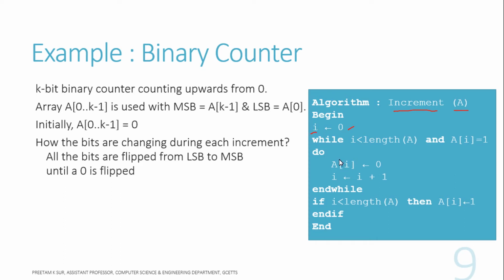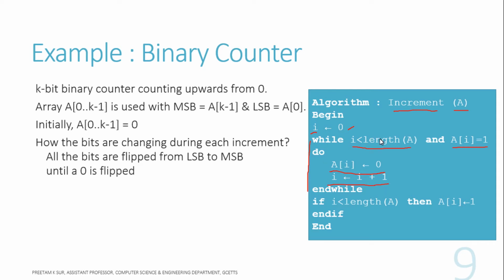What we are doing is having a loop. In this loop we are trying to flip bits from LSB to MSB one by one. If a 1 is found, we are going to make it 0. We check if the index is less than the length of the array, and the content at that index is 1, it means we have to make A[i] equal to 0, and then we increase the index by 1. It means we are moving from LSB towards the MSB by one index.